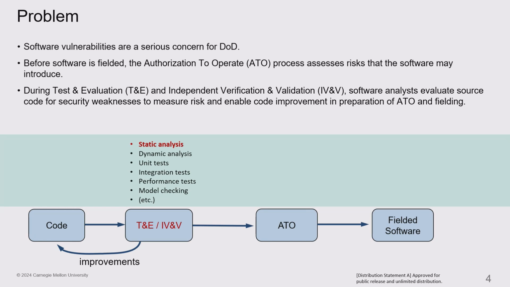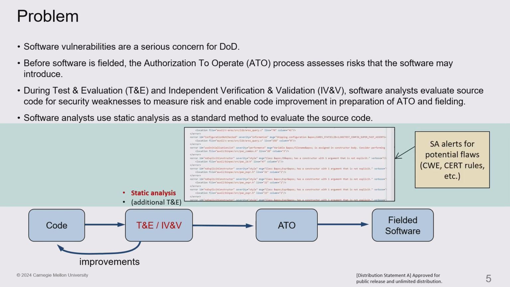During test and evaluation done by the development org, and independent verification and validation done by an independent team, software analysts evaluate source code for security weaknesses to measure risk and enable code improvement in preparation of the ATO and fielding. During the T&E and IV&V processes, there are many types of testing. In this presentation, we'll focus on static analysis.